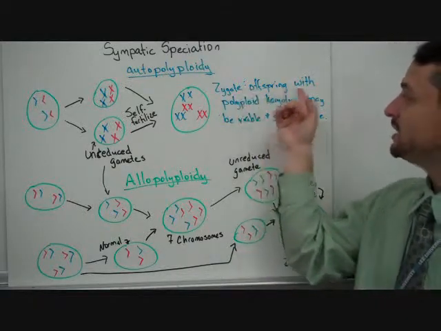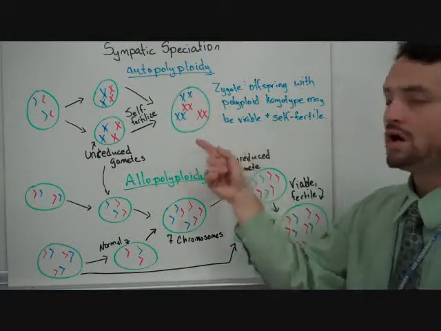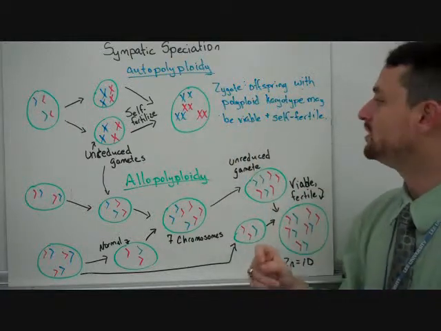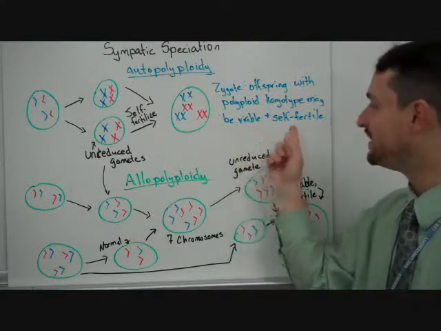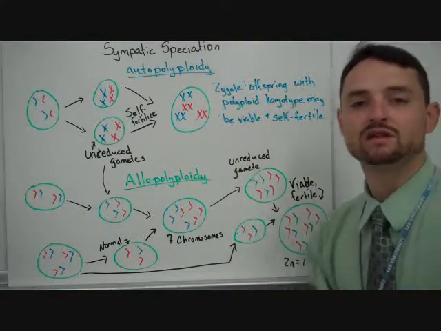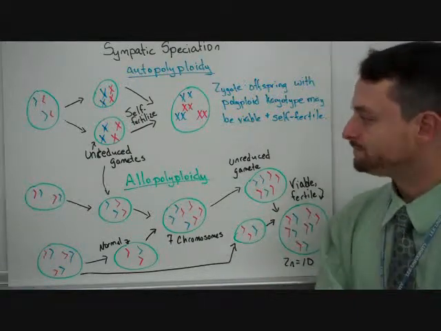So if the zygote is offspring with a polyploidy karyotype, meaning it's got more than the normal chromosomes that it should have, it may be viable, meaning able to survive, and self-fertile, meaning it can fertilize its own offspring. It doesn't need another organism to help it do that.